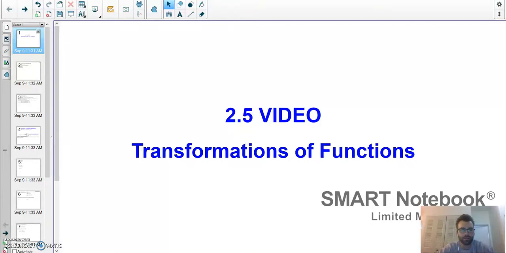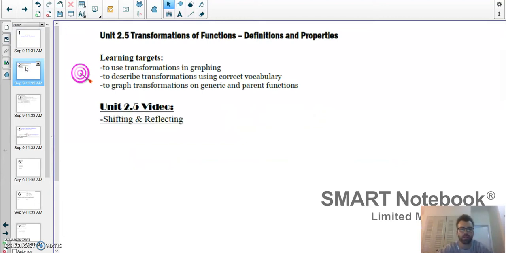Right, here we are, 2.5. We're talking about transformations of functions. Today, our learning targets are to use transformations in graphing, and we're talking specifically about shifting and reflecting today. Okay? All right, here we go.